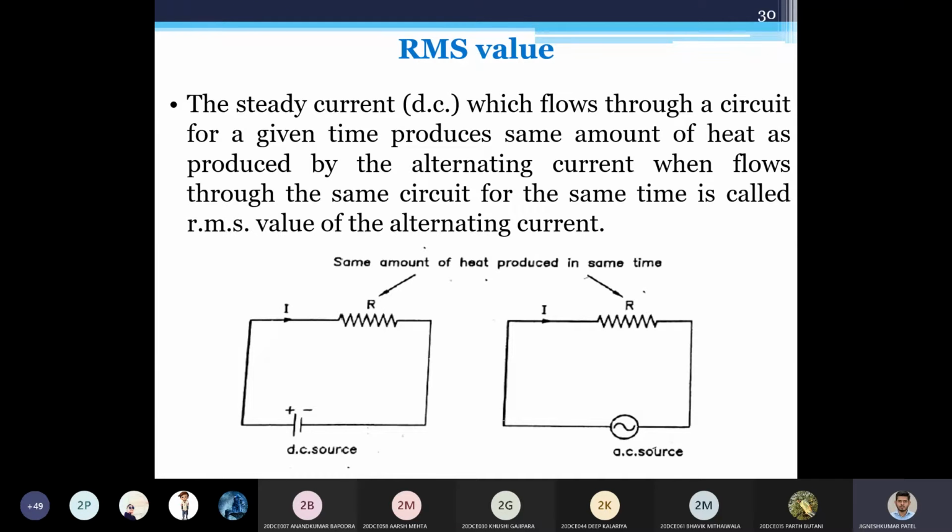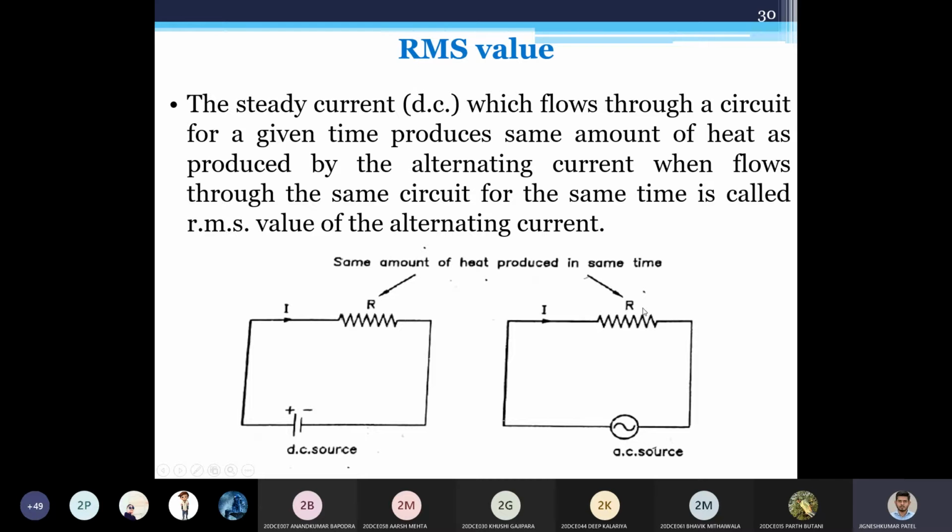Earlier, in case of average, we were passing the same charge and producing the same charge transfer over the same amount of time. But in this case, we are producing heat over the same amount of time, and then if that value matches, then I can say this and so is my RMS value. So basically the concept is like this: whatever is produced in AC has to be matched by DC.